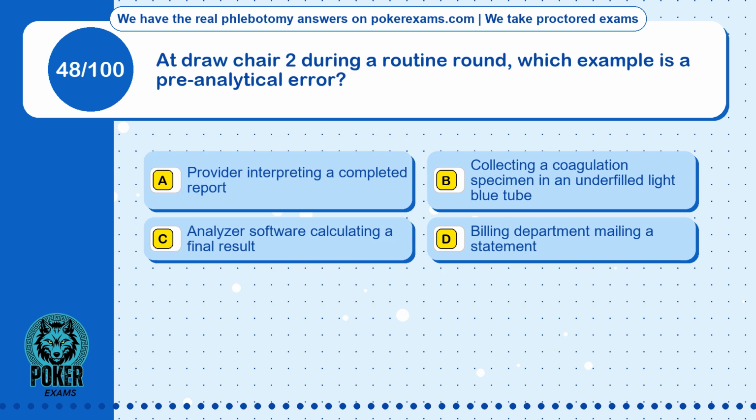Question 48. At draw chair 2 during a routine round, which example is a pre-analytical error? Option A, provider interpreting a completed report. Option B, collecting a coagulation specimen in an underfilled light blue tube. Option C, analyzer software calculating a final result. Option D, billing department mailing a statement.